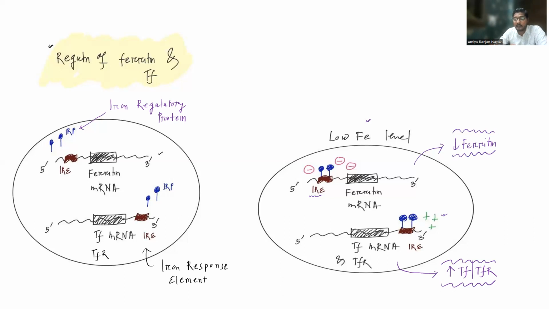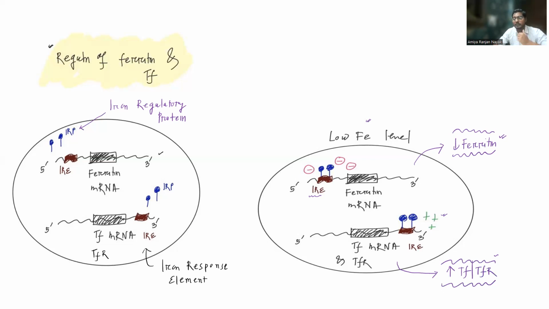Whenever the iron level is low inside the cell, the IRPs can bind to IREs. When they bind in the ferritin mRNA, they will cause reduced translation of the ferritin mRNA, so that will cause a reduction in the ferritin level. But when the IRPs bind to IRE of transferrin mRNA, that will cause increased transferrin and transferrin receptors. So why is this happening? Because whenever the iron level inside the cell is low, the cell wants more and more iron. From where can it take up the iron? It will take up the iron from the circulation.